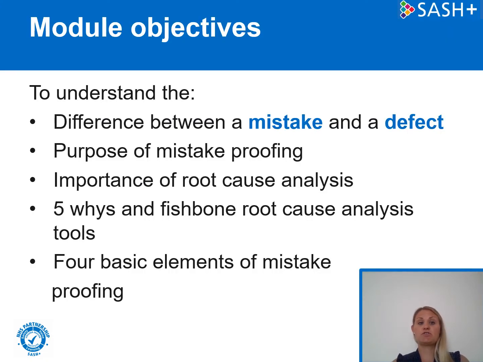So the objectives of the module are to understand the difference between a mistake and a defect, the purpose of mistake proofing, the importance of root cause analysis, two root cause analysis techniques, the 5 whys and fishbone, and finally the 4 basic elements of mistake proofing.